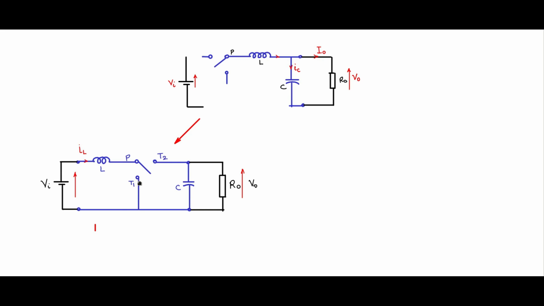is called a boost converter. Why it is called a boost converter will become evident shortly when we discuss the input-output relationship. V0 will always be greater than Vi. Therefore, it's called a boost converter.